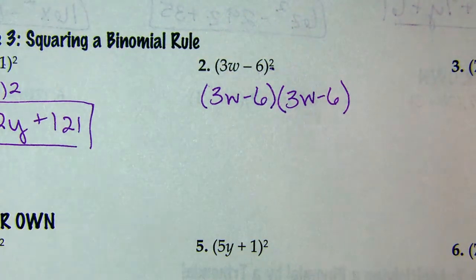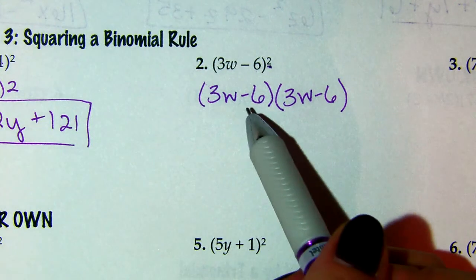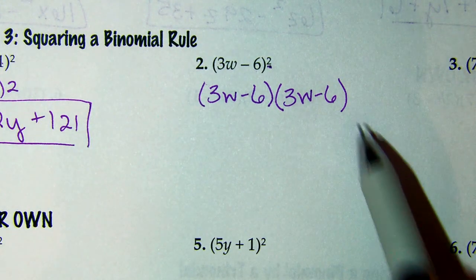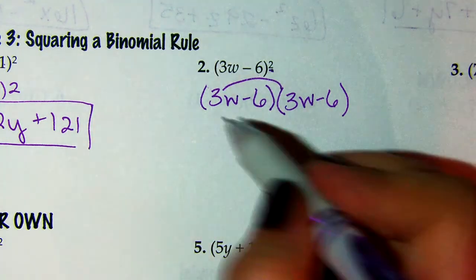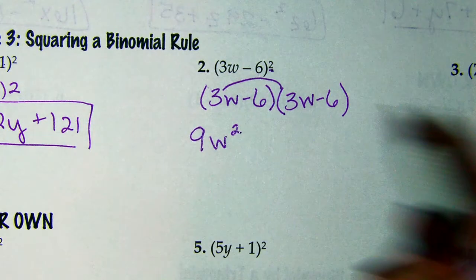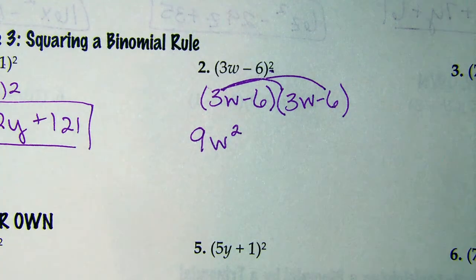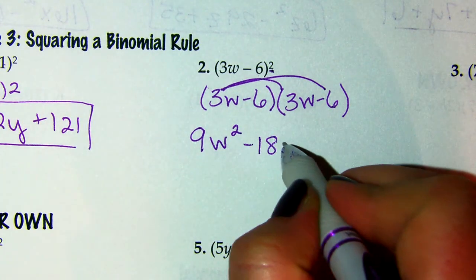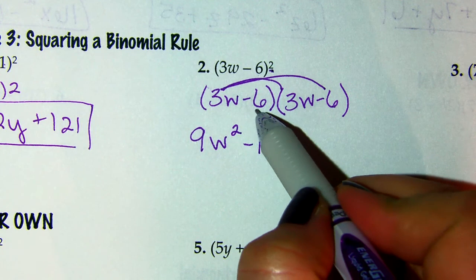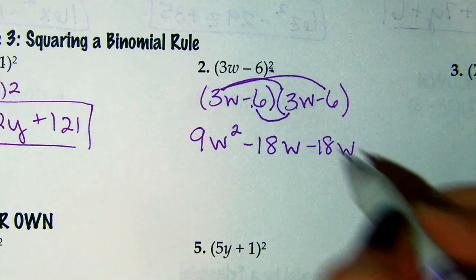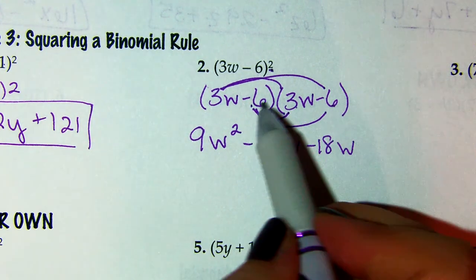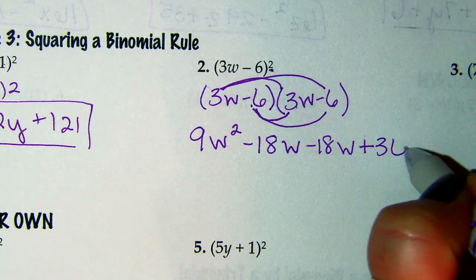So if you want to do it like you did on number 1, you can. But like I said, I typically see mistakes and a lot of confusion. So I would suggest doing it like I'm doing here on number 2. So now I just am going to distribute like we did on the first couple examples. So 3w times 3w is 9w squared. 3w times negative 6 is negative 18w. And then distribute this negative 6. So negative 6 times 3, negative 18w. And negative 6 times negative 6, so they're both negative, which makes it positive, 36.